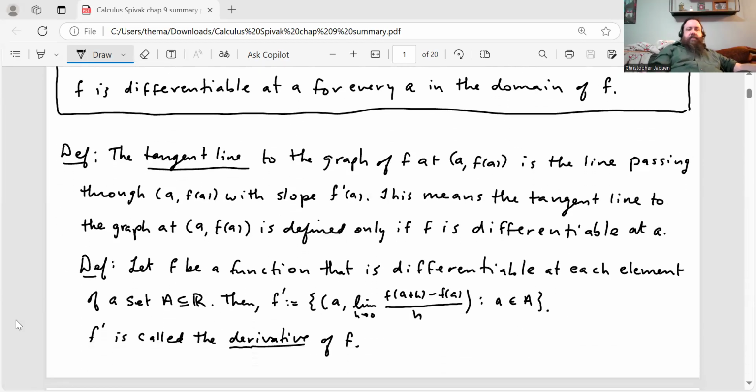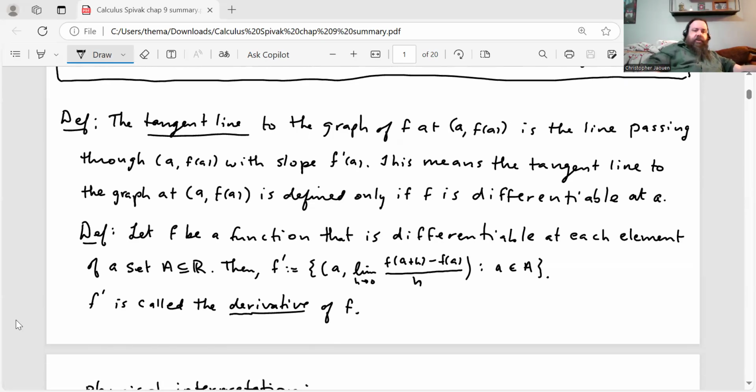Okay, another definition here. The tangent line to the graph of f at the point (a, f of a) is the line passing through (a, f of a) with slope f prime of a. This means that the tangent line to the graph at (a, f of a) is defined only if f is differentiable at a. This is to contrast with the idea some people have, thinking geometrically, that the tangent line is the line that touches the graph at only one point. That actually doesn't work, at least not generally, as the definition of the tangent line. In calculus, this is what we mean by the tangent line, right?